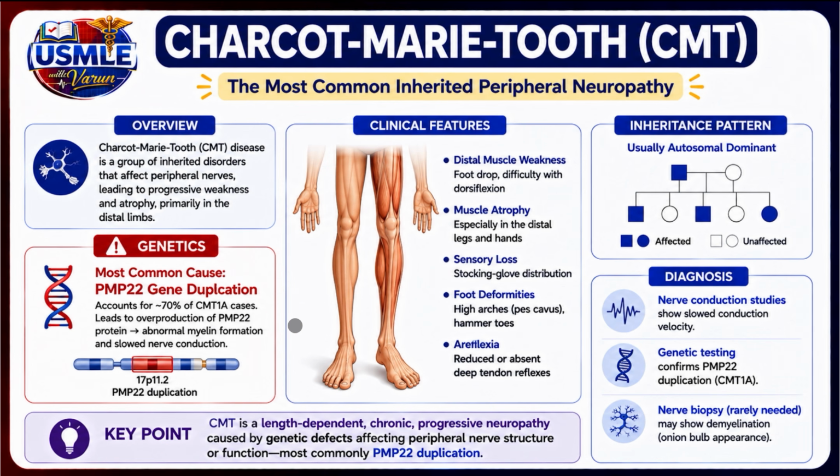The most common cause of Charcot-Marie-Tooth disease is the duplication of the PMP22 gene, and this accounts for 70% of the CMT1A cases. This leads to overproduction of PMP22 protein, which leads to formation of abnormal myelin, and this eventually leads to slowed nerve conduction.